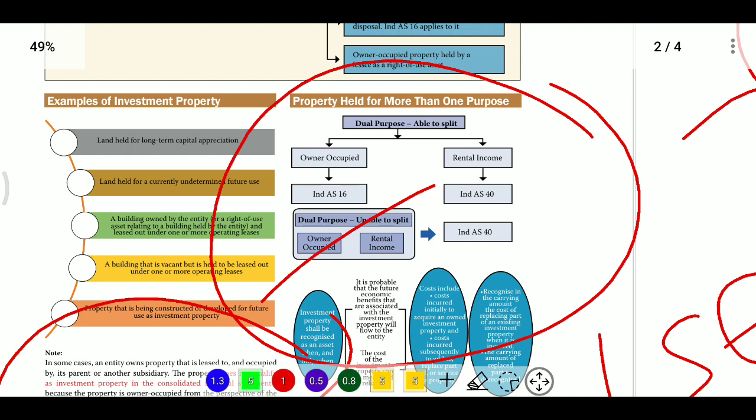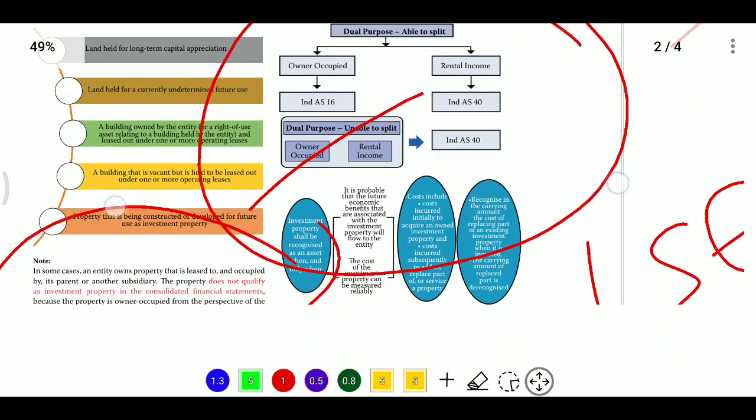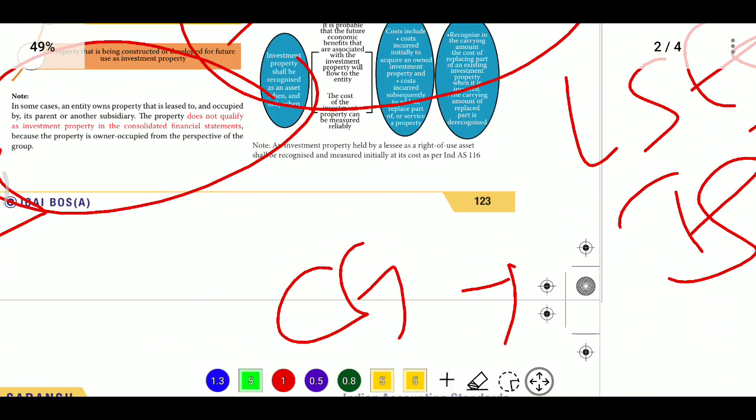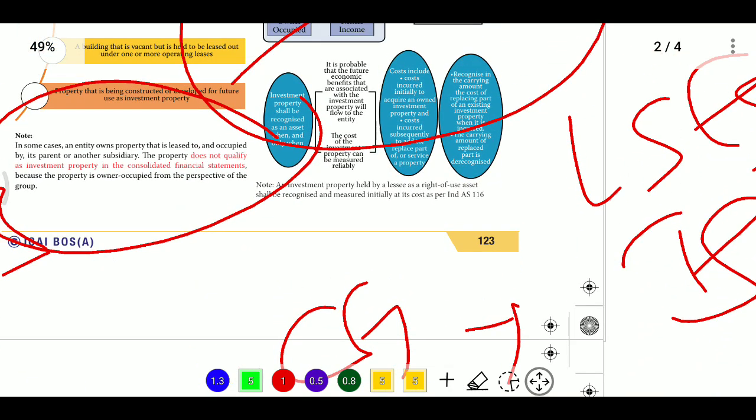Otherwise, if the owner-occupied portion is significant, then treat the complete property as owner-occupied property and apply Ind AS 16. If the owner-occupied portion is insignificant, then treat the complete property as investment property under Ind AS 40. Significance is a matter of management judgment. If they are not able to identify the portions or unable to split, then we can treat it as investment property.